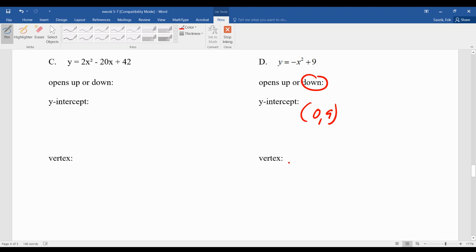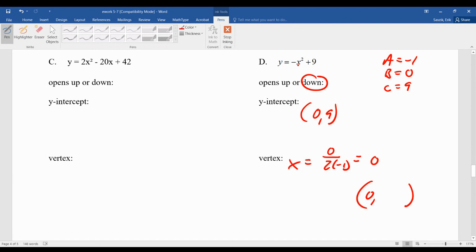Now the vertex, this is easy as well. I hope you realize in this problem, A is -1. B, there is no x term. That means B is 0. So if I do opposite of B, the opposite of 0 is, of course, still 0, over 2 times -1. Well, 0 over anything is just 0. And you can just do this in your head.